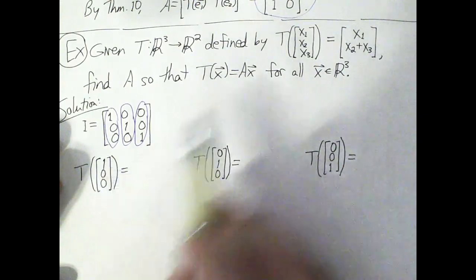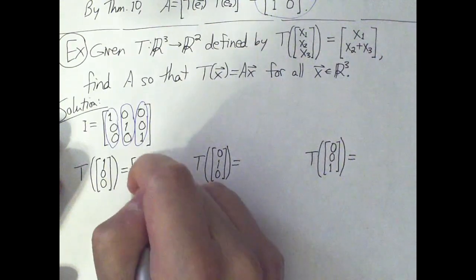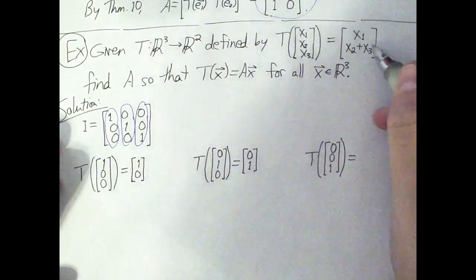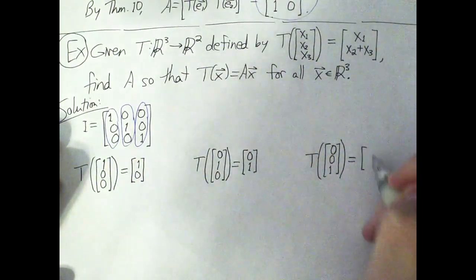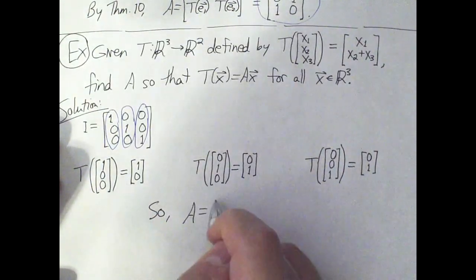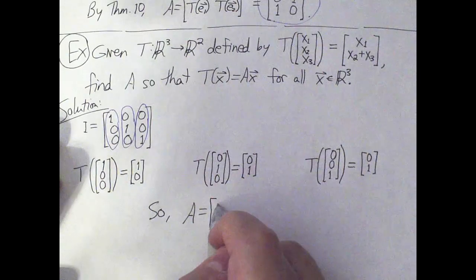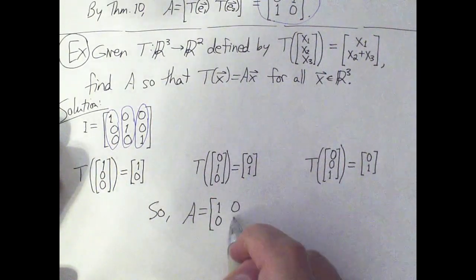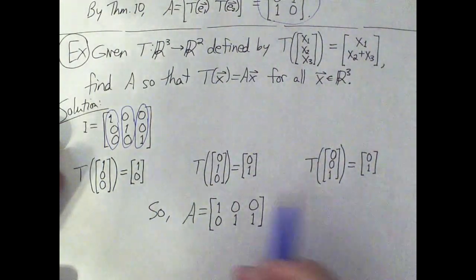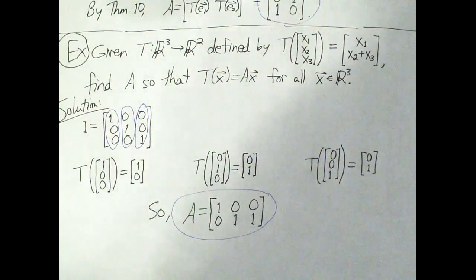So x1, x2, x3. So we get 1, 0 for the first one. We get 0, 1 for the second one, applying this rule that was given. And we get 0, 1 for the last one. So the matrix A equals, take the three results you got and put them side by side to make one matrix. And this matrix is a rectangle in this case. They have to be in that order. The columns have to be in that order.